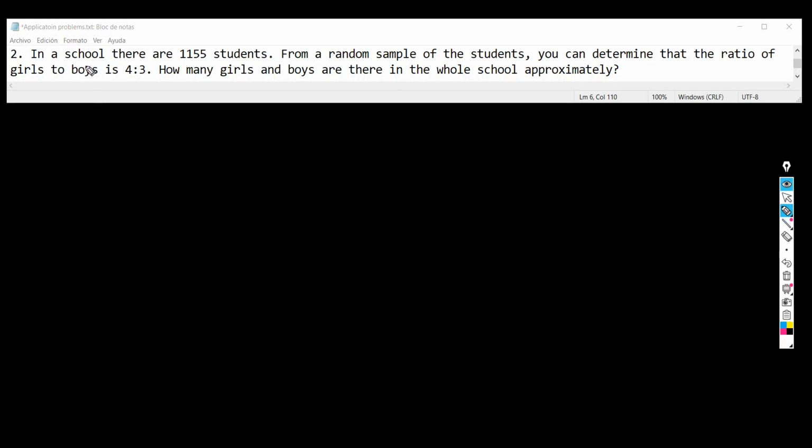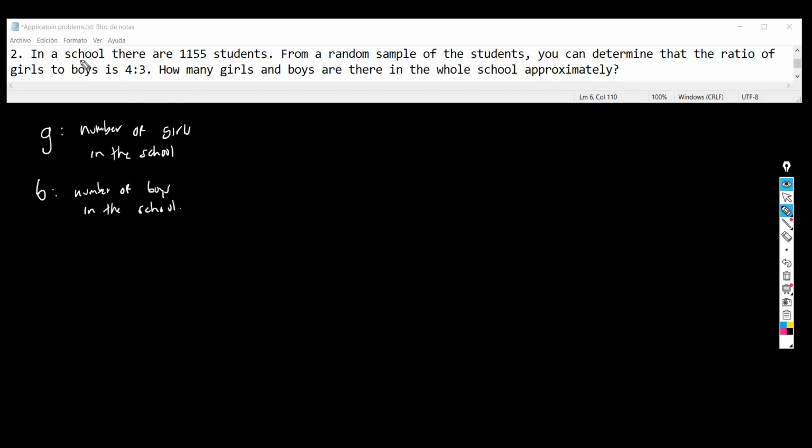We have the following. In a school there are 1,155 students. From a random sample of the students, you can determine that the ratio of girls to boys is the same as the ratio of 4 to 3. How many girls and how many boys are there in the whole school approximately? Okay, let's start. So we can declare my variables. For example, I can say that G represents the number of girls in the school, and B will be the number of boys in the school.